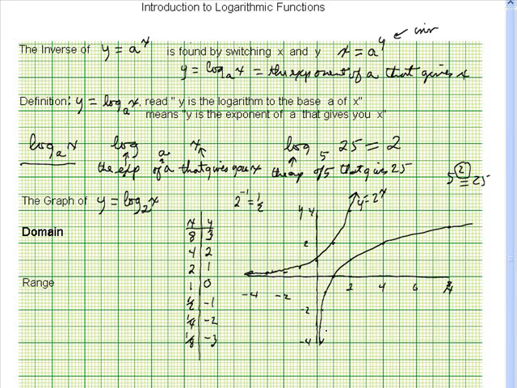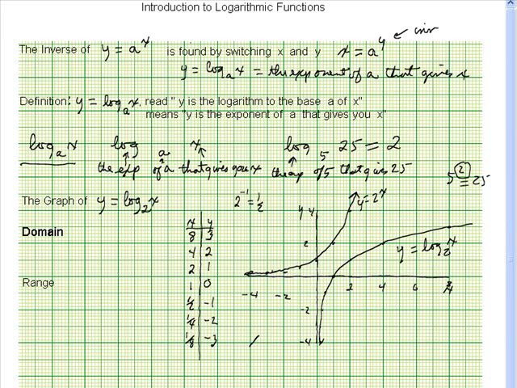Well, look at the asymptote for y equals log 2 of x, the inverse of 2 to the x. 2 to the x had the asymptote the x-axis. This has the asymptote the y-axis.